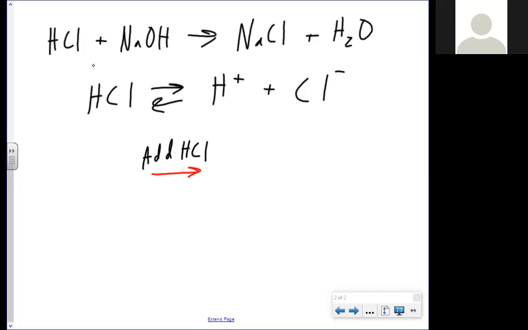Let's say you have some type of machine that's pulling hydrogen atoms out of the water. So you remove hydrogen atoms. Since you're removing the hydrogen atoms, that creates less stuff over here, so you're going to shift it that way. If you add something, it pushes the equilibrium away. If you remove something, it pulls the equilibrium towards where you want to go.